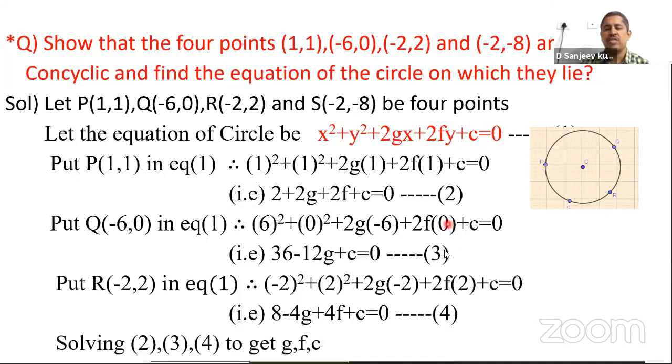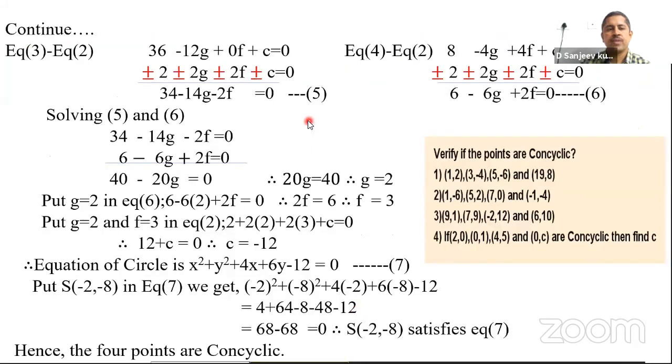Now solve the 3 equations. What are the 3 equations here? Equations 2, 3, and 4. So remember the 3 equations: 2 + 2g + 2f + c = 0, the next, 36 - 12g + c = 0, and 8 - 4g + 4f + c = 0. So once you solve these 3 equations, how to solve this?